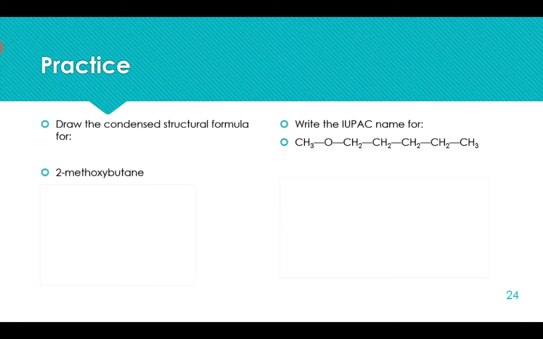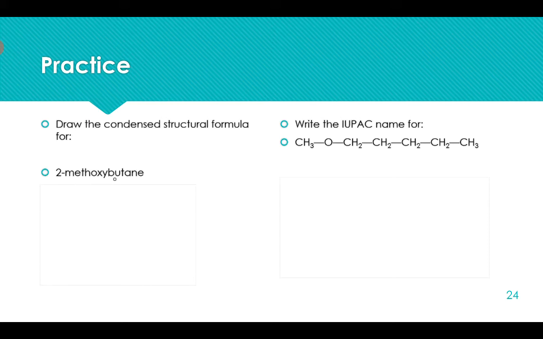Alright, here's a practice problem for you. Go ahead and draw the condensed structural formula and name this compound. When you're ready to check your work, unpause the video and let me know how things go.